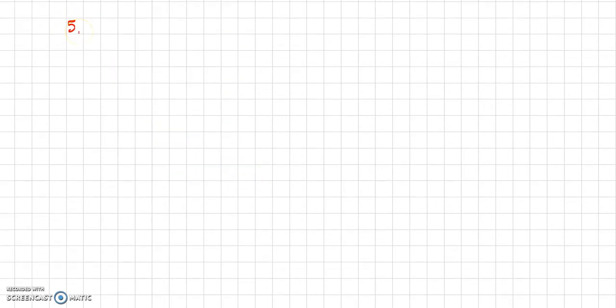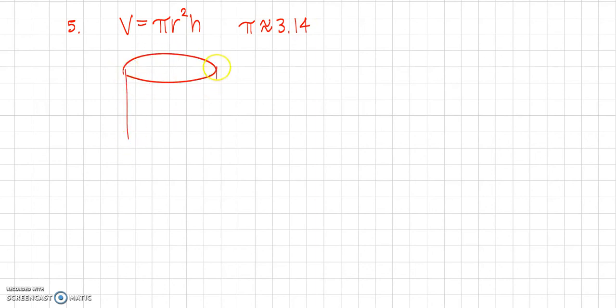Number 5 says the volume V of a right cylinder may be calculated using the formula V equals pi r squared h, where pi is approximately 3.14. r is the radius and h is the height. Here's our right cylinder. In the right cylinder shown below, the radius and height are labeled in inches. So our radius is 3 inches and our height is 12 inches. Which of the following numbers is closest to the cylinder's volume in cubic inches?